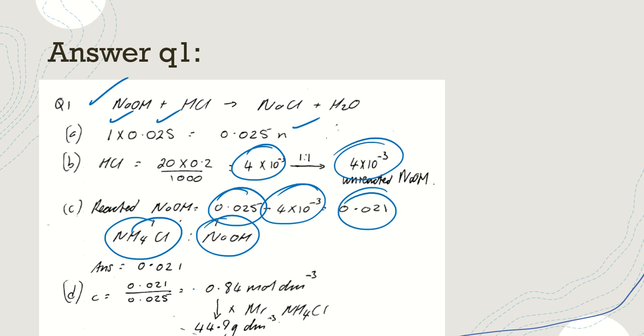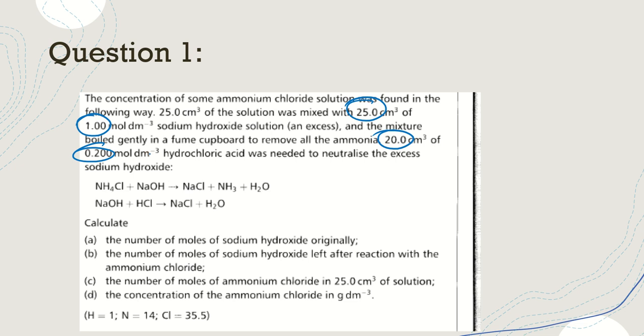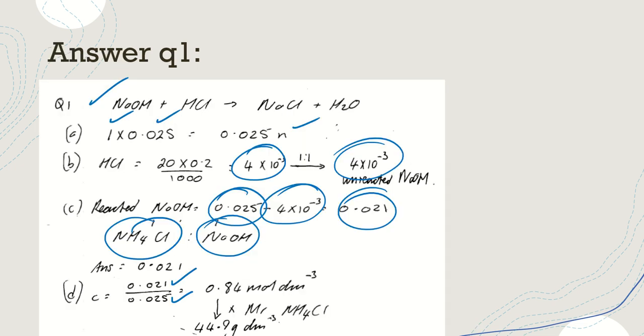The concentration of the ammonium chloride then is your moles divided by the volume. It was 25 cubic centimeters, if you remember, of the solution of ammonium chloride that we began with. So there's my concentration in moles per decimeter cubed. Remember the question asked in grams per decimeter cubed. So you simply multiply the moles per decimeter cubed by the RFM of ammonium chloride. You should come up with the answer 44.9.